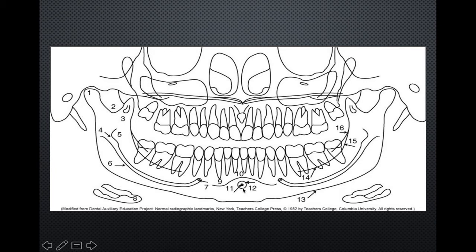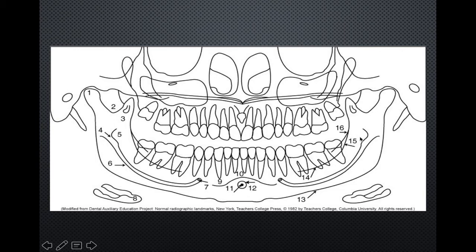Number 12 and number 11 here. Number 12 is pointing to the radiopaque genial tubercle, while number 11 is pointing to the radiolucent lingual foramen located within the tubercle. Number 14, located up here, that's going to be our mylohyoid ridge. And then 15 and 16 are external and internal oblique lines.